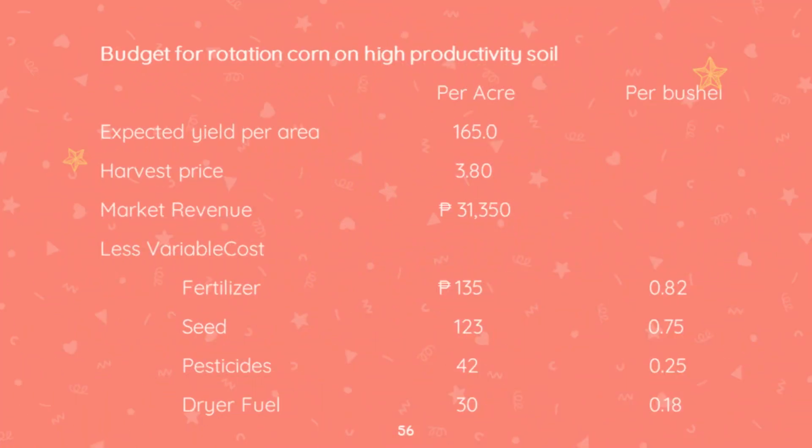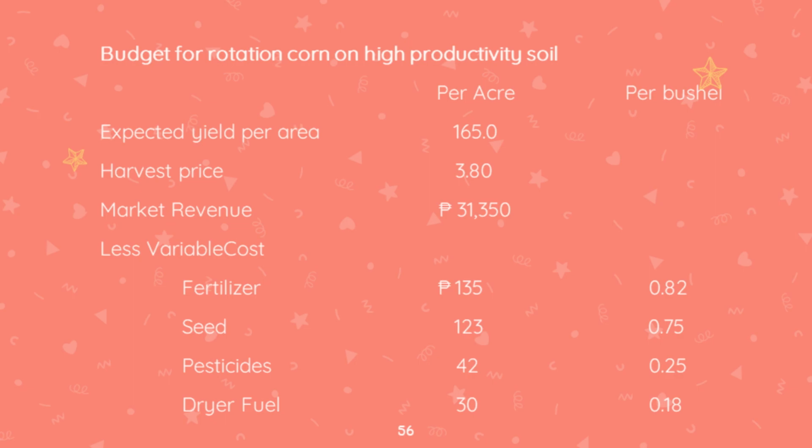Budget for rotation crop on high productivity soil. Expected yield per acre 165. Harvest price would be 3.80 and market revenue would be 31,350 pesos. Less variable costs. Fertilizer 135 pesos, per bushel 0.82. Seed 123 pesos, so per bushel would be 0.75.